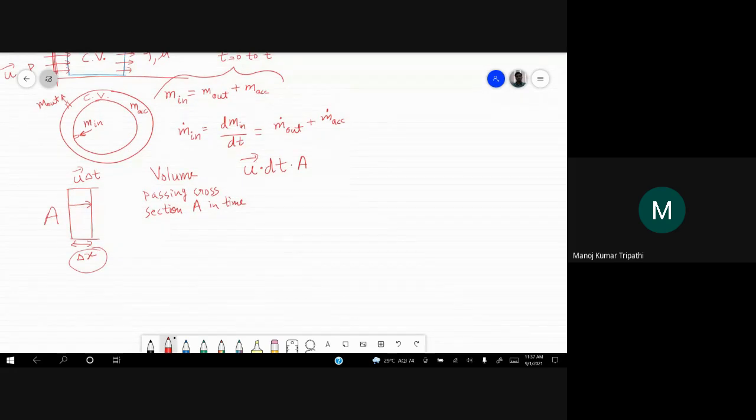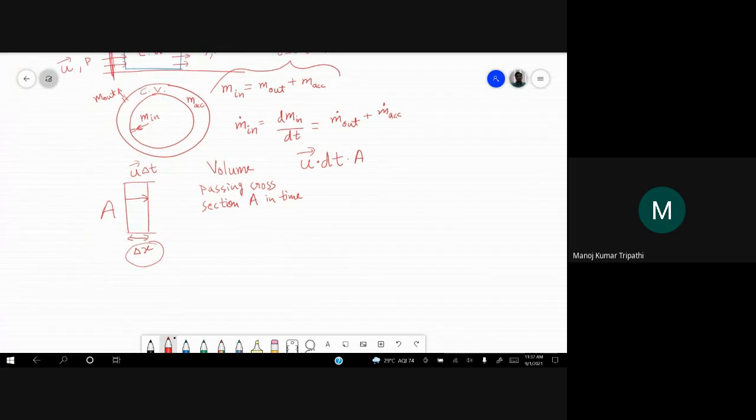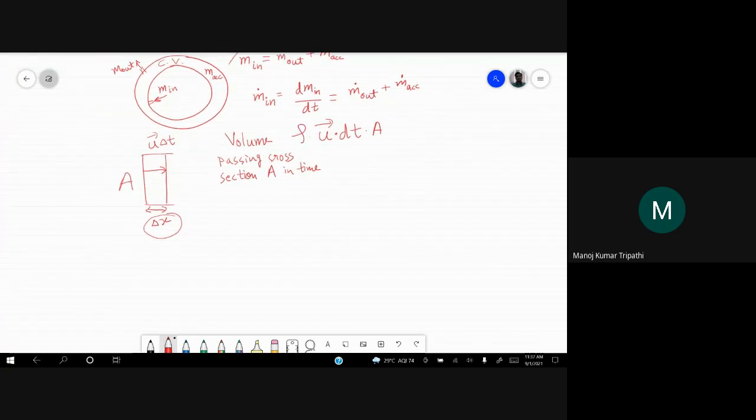Now what about the mass? Because we are writing in terms of mass here. What will be the mass? It will be the density at that cross section times the volume. So now this entire thing gives me the mass of the fluid passing through cross-sectional area A in time dt.